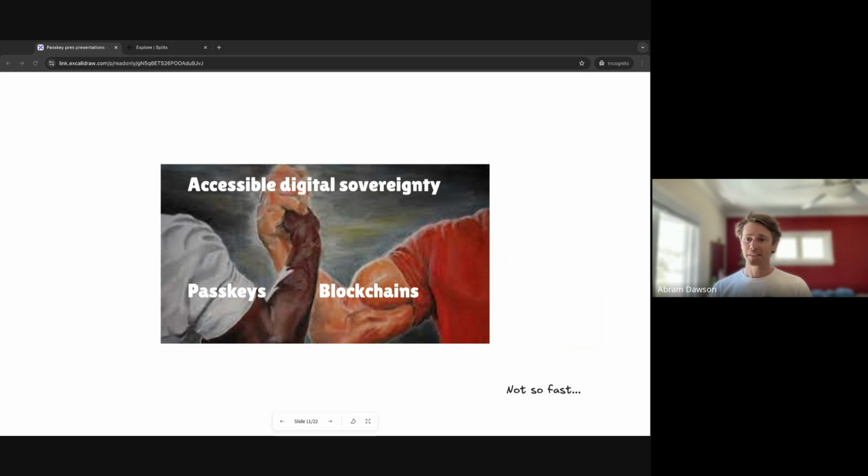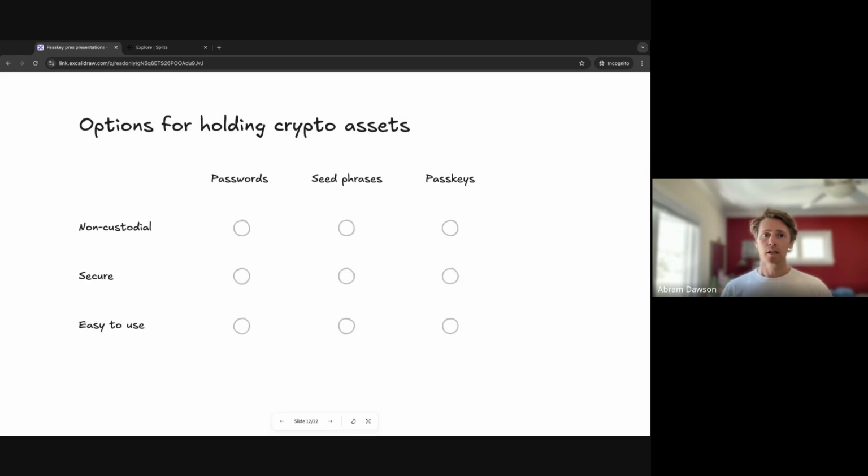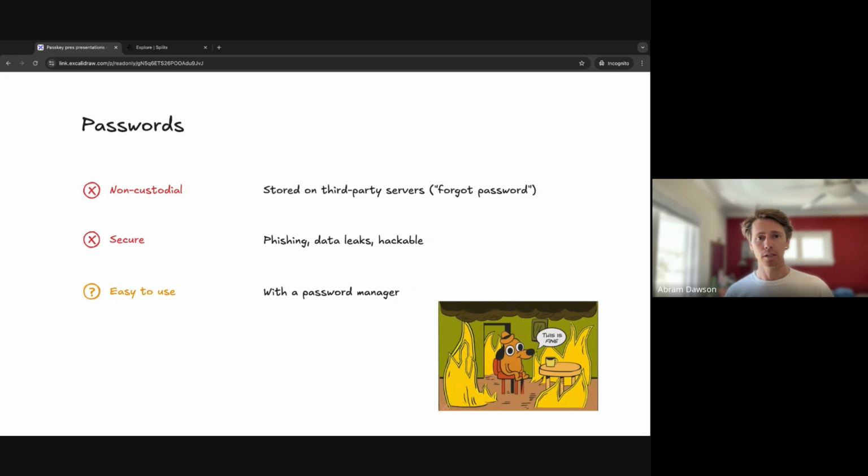And unfortunately, our findings were not so fast, right? There's a lot of promise, but let's slow down. Let's understand the trade-offs. So this is how we view the options for holding crypto assets today. You can use passwords, seed phrases, or passkeys if you're coming up, and we're going to grade them on these attributes that are really important to us: non-custodial, secure, and easy to use.